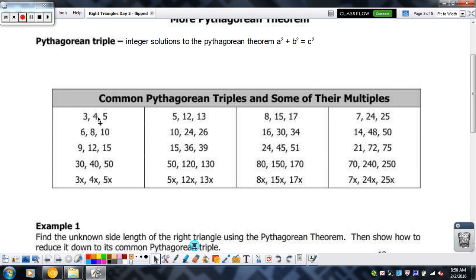I highly recommend you memorize the top row. We've got 3, 4, 5. In other words, 3 squared plus 4 squared equals 5 squared. 5, 12, 13; 8, 15, 17; 7, 24, 25. Then you'll notice as you go down each column, they're multiplying each number by something. Here they multiplied 3, 4, 5 by 2, 3, 4, 5 by 3, by 10, and so on. And they're doing that in each column.